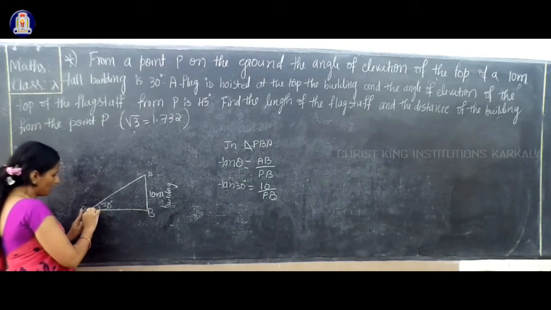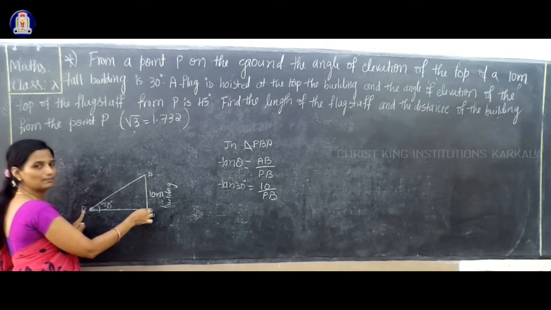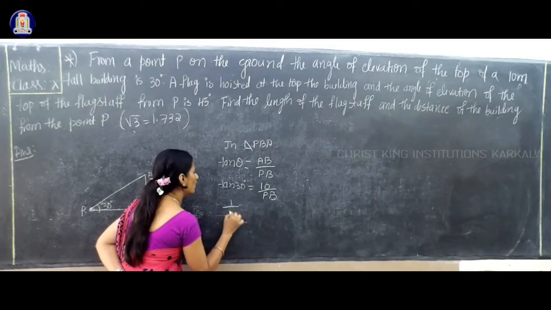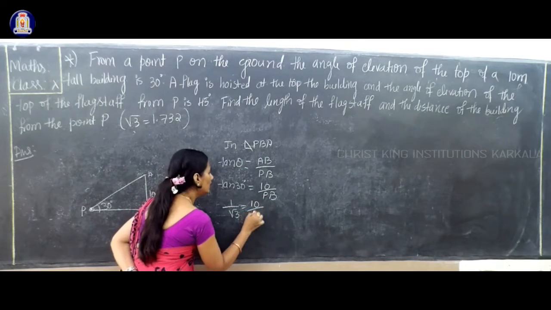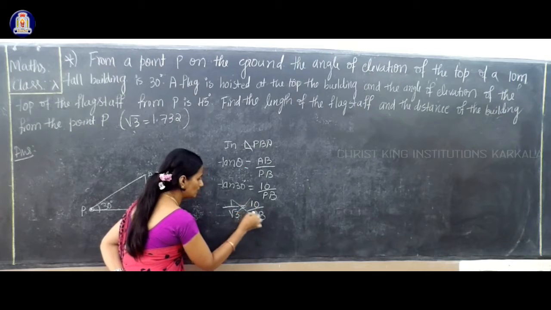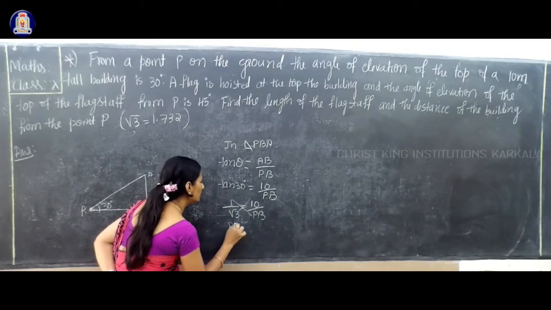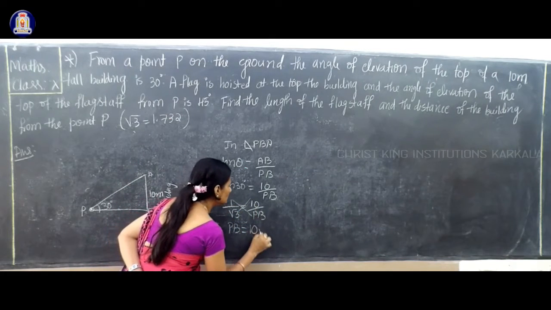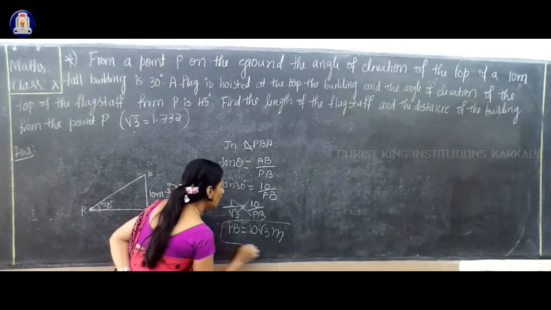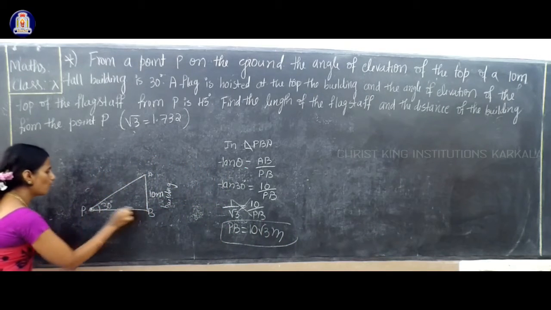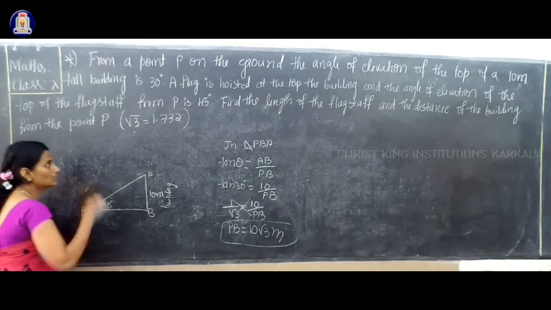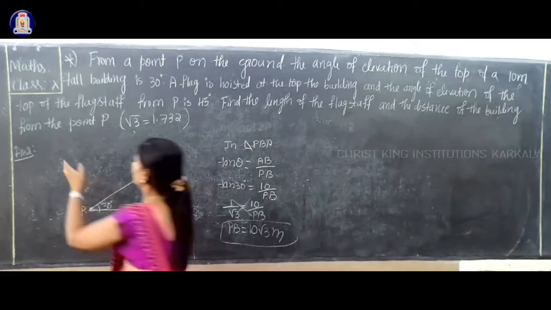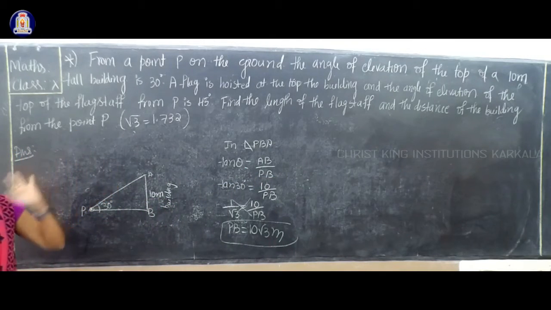What is PB? The distance between the point and the building. It is not given, that is your question mark. So tan 30 is 1 by root 3, equal to 10 by PB. Cross multiply. PB into 1 is PB, and 10 into root 3 is 10 root 3 meters. So PB is the distance from the point to the building. So one question answer we got.